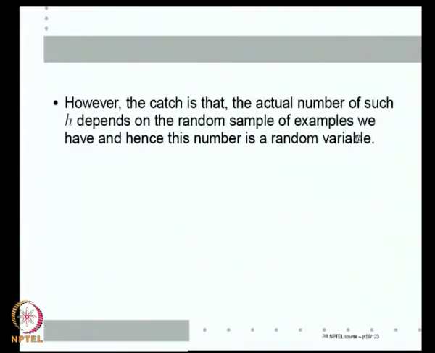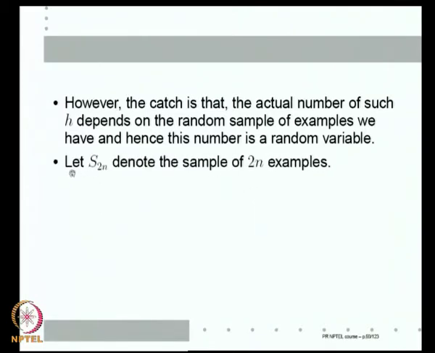Of course, obviously things can't be that simple. The catch is the following: the actual number of such h depends on the specific random sample of examples we have. In that sense, that number is a random variable, because it depends on what the specific xi are that I have drawn in this 2n sample.